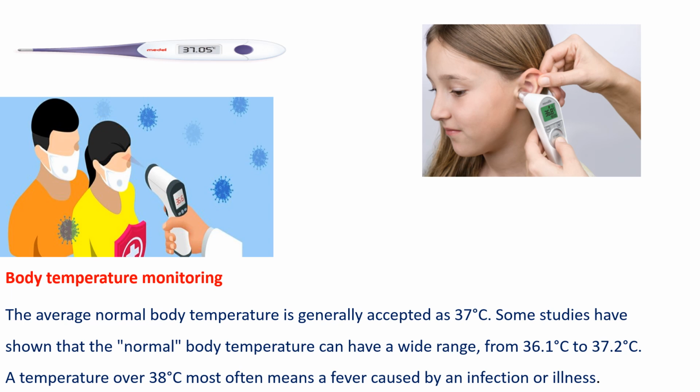The last monitor in primary care, the body temperature monitoring. The average normal body temperature is generally accepted as 37 degrees centigrade. Some studies have shown that the normal body temperature can have a wide range from 36.1 degrees centigrade to 37.2 degrees centigrade. A temperature over 38 degrees centigrade most often means a fever and is caused by an infection or other illness.